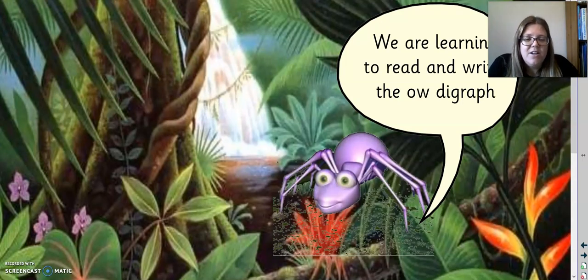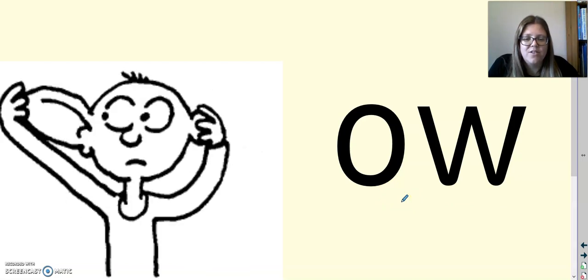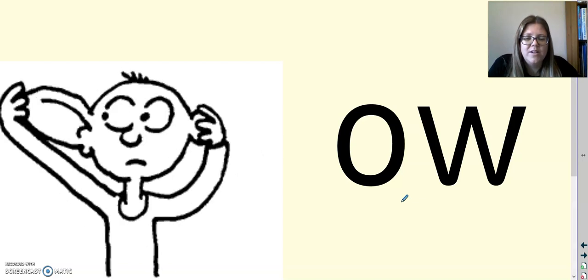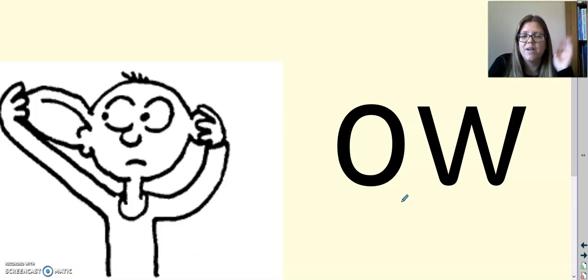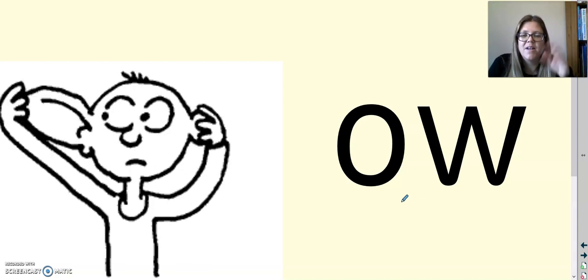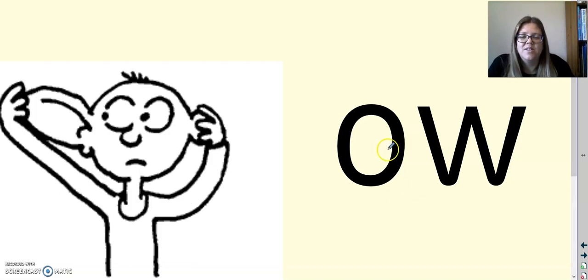Okay, so today we're going to be learning to read and write the ow digraph. Ow. Looks like this. So these two letters here together, the O and the W, make the ow digraph. So when we see it, that's what we say. We say ow, like we've hurt ourselves and we're going ow. My turn. Ow. Your turn. My turn. Ow. Your turn. Well done.